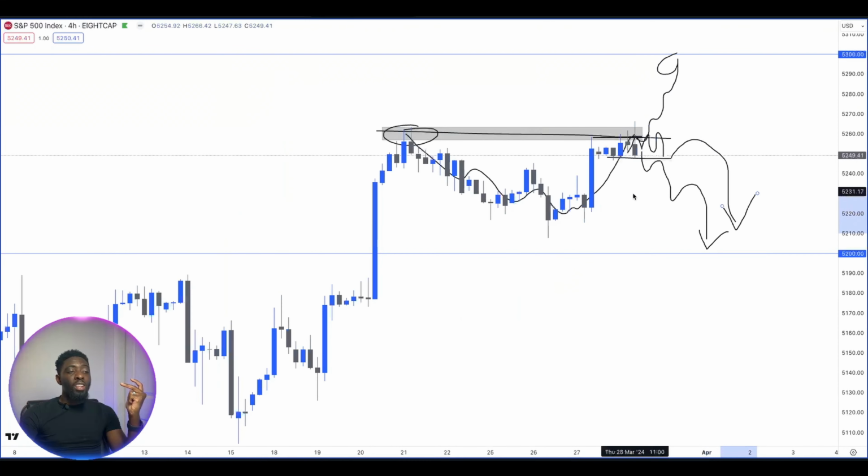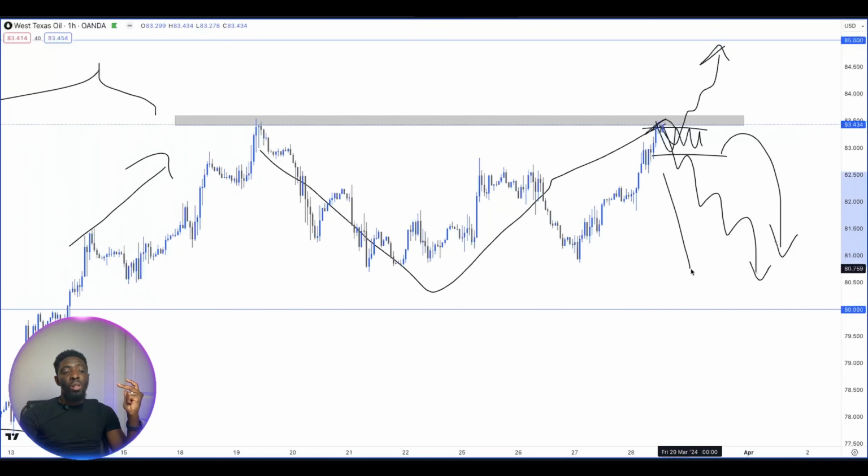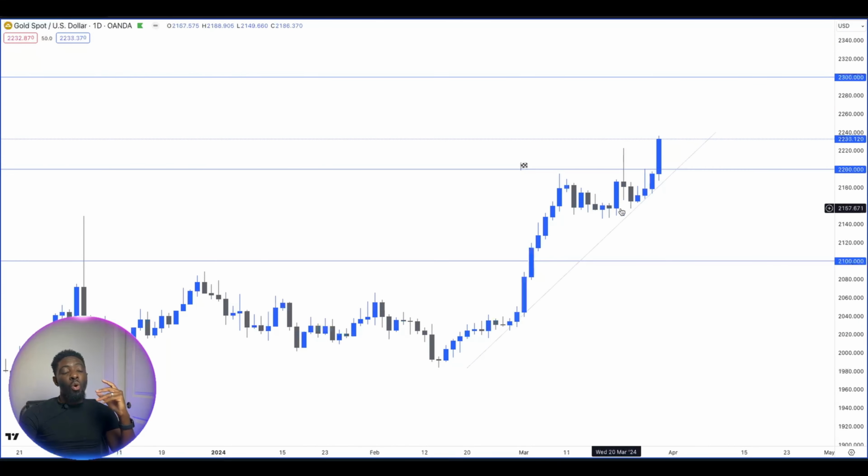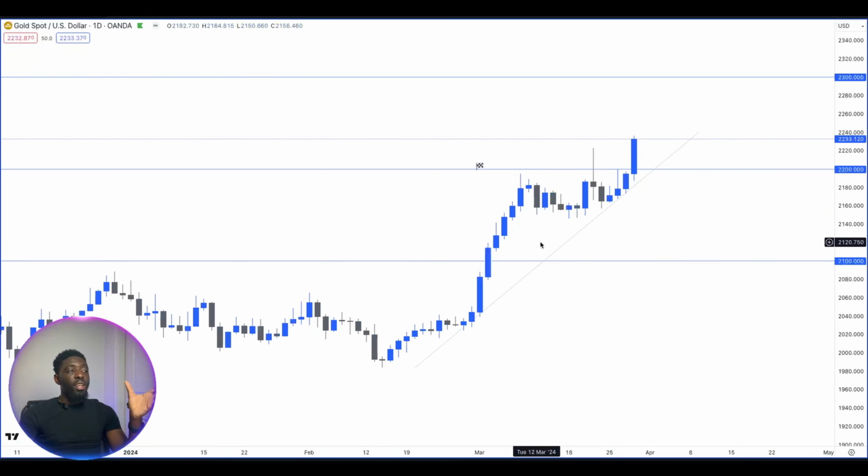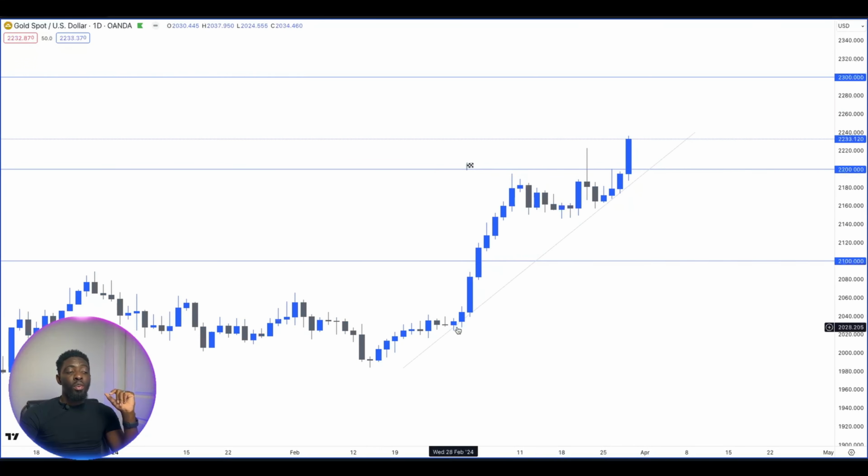I'm looking at NAS100. I'm waiting for these sales. I'm looking at USOIL and I'm waiting for the sales as well. So you need to prepare yourself, guys, for all possible scenarios. And for gold, let's say we're taking gold from the daily time frame.